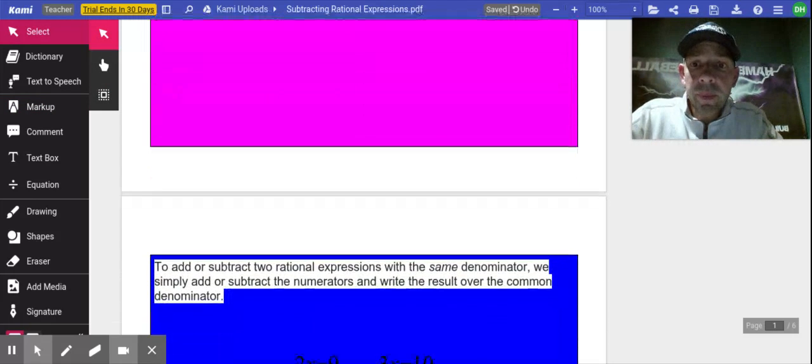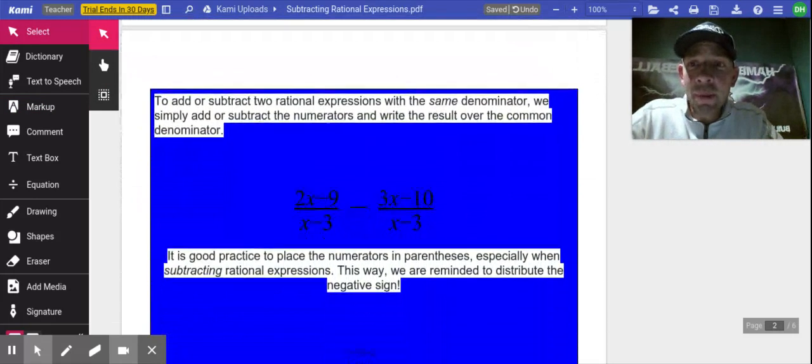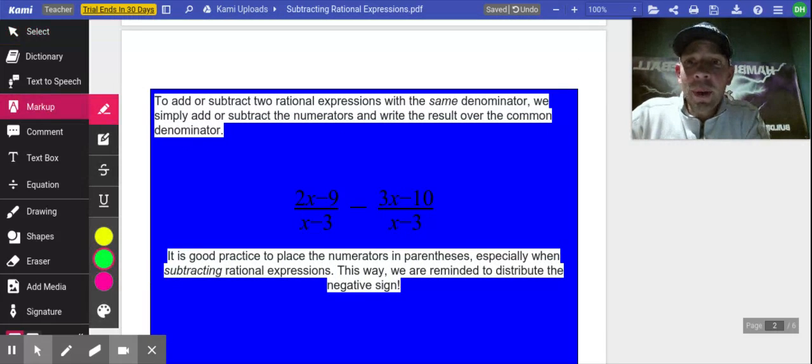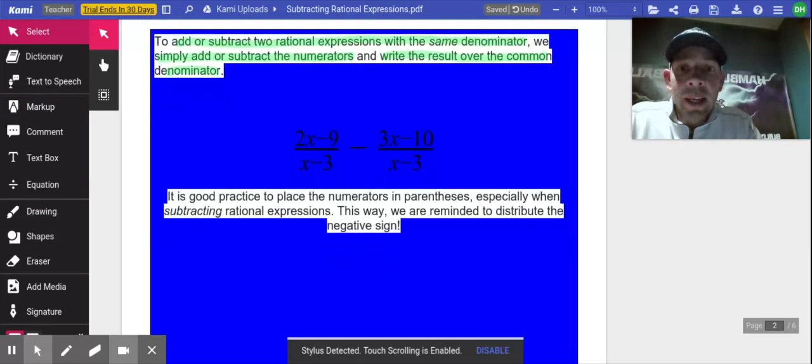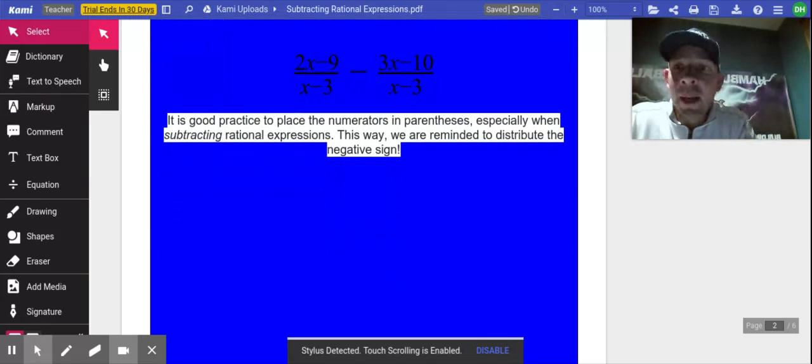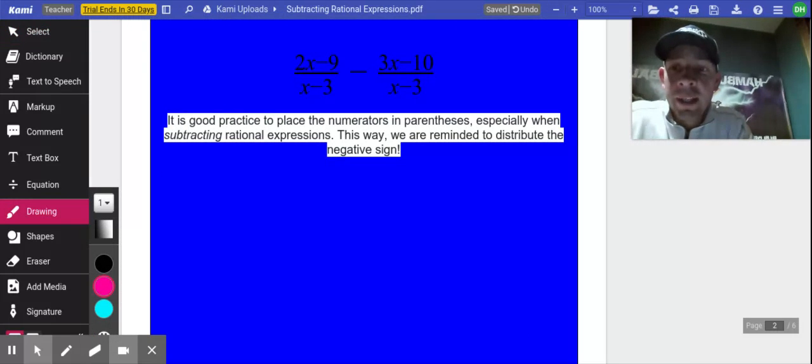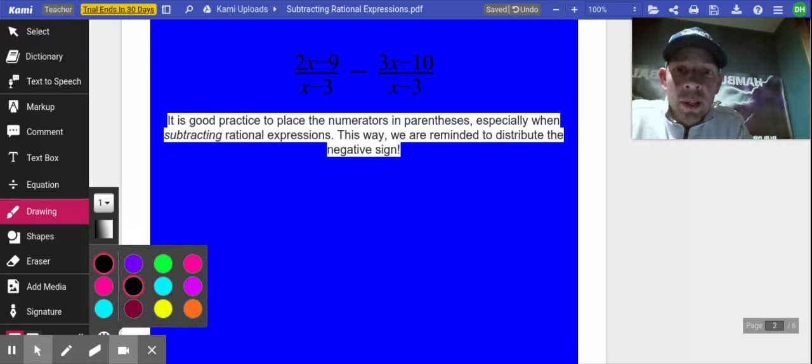Okay. So here's a real quick recap from yesterday. We said if you want to add or subtract two rational expressions with the same denominator, all you have to do is add or subtract the numerators and then write that result over the common denominator itself. So in this first example we've got a common denominator of x minus 3. That's the good news. So I'm just going to combine these into one fraction now.